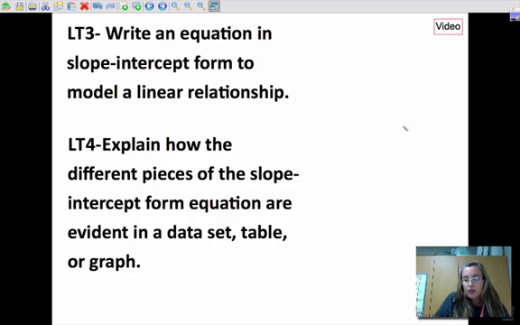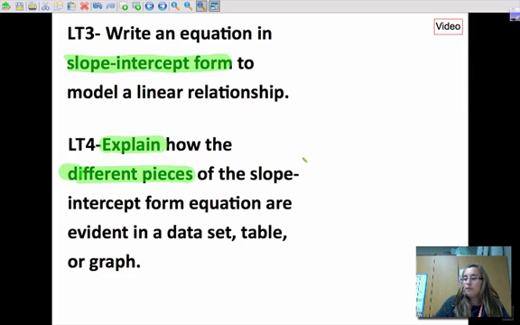All right, this video is going to be addressing two different learning targets. Learning target 3 is writing an equation in slope-intercept form. And learning target 4 is explaining the different pieces of the equation and how they're evident in different forms. So we're going to have to explain the different pieces, okay?